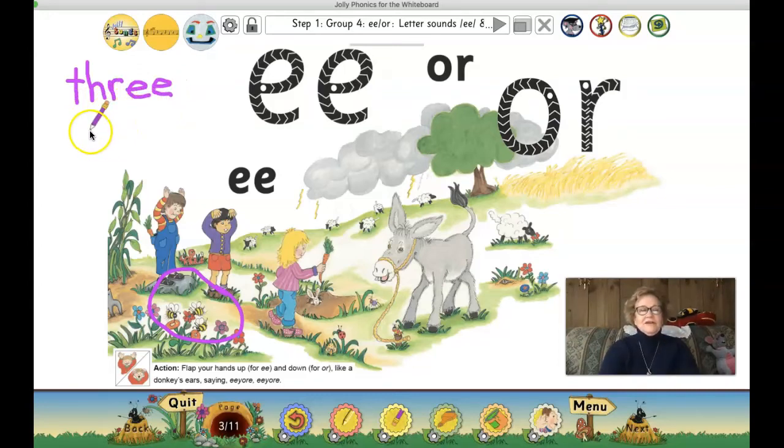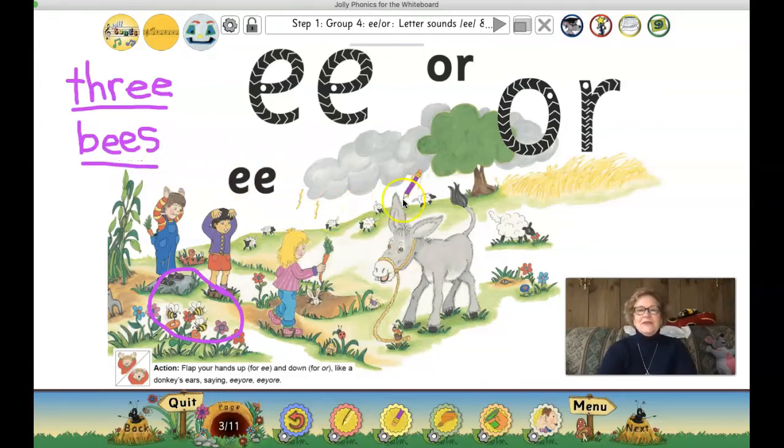Then we said we saw 3 bees. What do you hear at the beginning? B, b. Here's our beginning sound. Then we know one way to spell that E sound is with a double E. And at the end, even though we hear a Z, it's that S tricking us. Let's read our phrase. 3 bees. Good job.